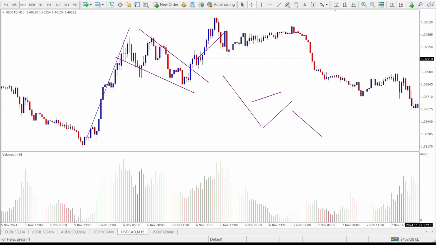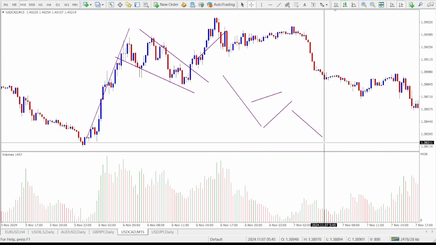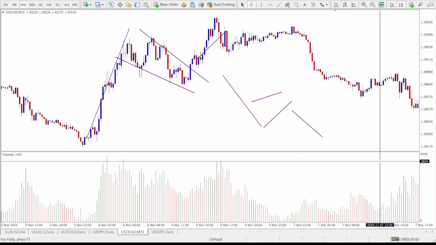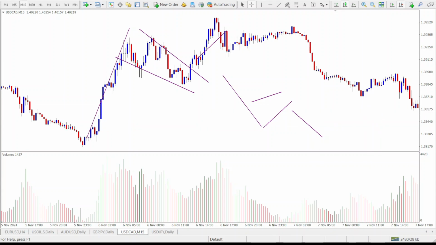Another mistake to avoid is overtrading. Scalping can be tempting because of its fast-paced nature, but don't overtrade. Stick to the setups that meet your criteria and avoid forcing trades. By staying disciplined and following these guidelines, you'll increase your chances of success with scalping chart patterns.